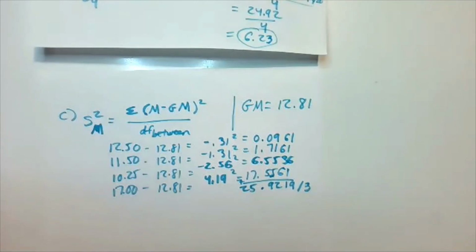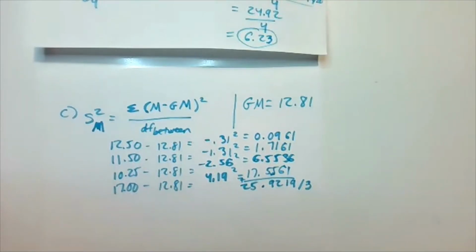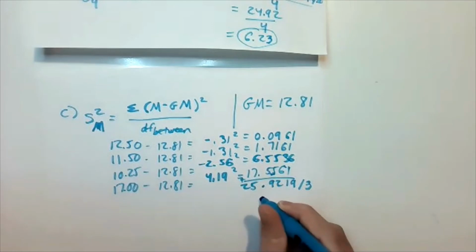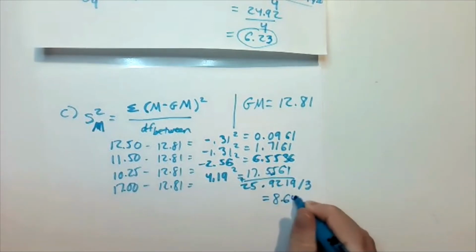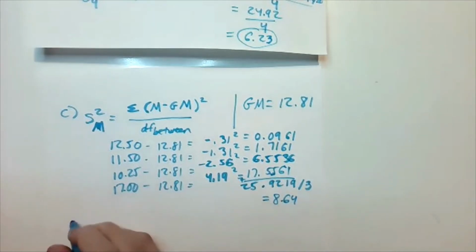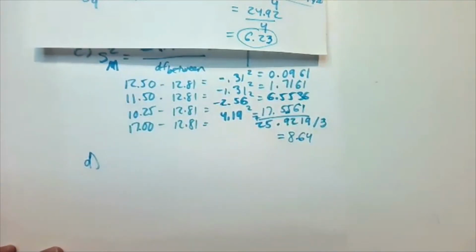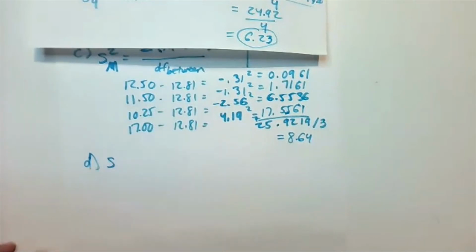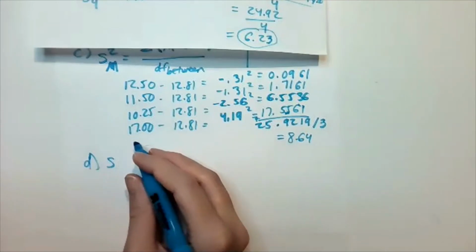All right, so we divide that by 3. 25.9219 divided by 3, and we're going to get 8.64. This is our last step before we calculate that F value. What we're getting here is our between groups estimate of the population variance. Essentially, this is the estimated variance of the population of individual scores that we're doing in this step.